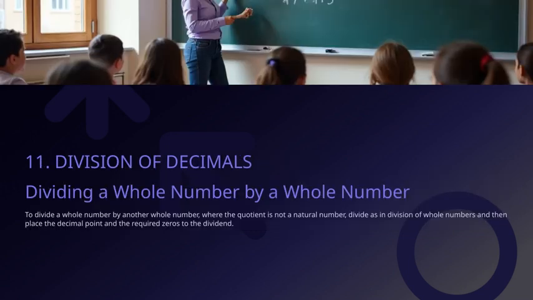Now, let's talk about dividing a whole number by another whole number, especially when the quotient isn't a natural number. The key idea here is that we start by dividing as we normally would with whole numbers. But if the answer isn't a whole number, we need to introduce a decimal point. After placing the decimal point in the quotient, we also add zeros to the dividend as needed. This allows us to continue dividing smoothly and get an accurate decimal result.